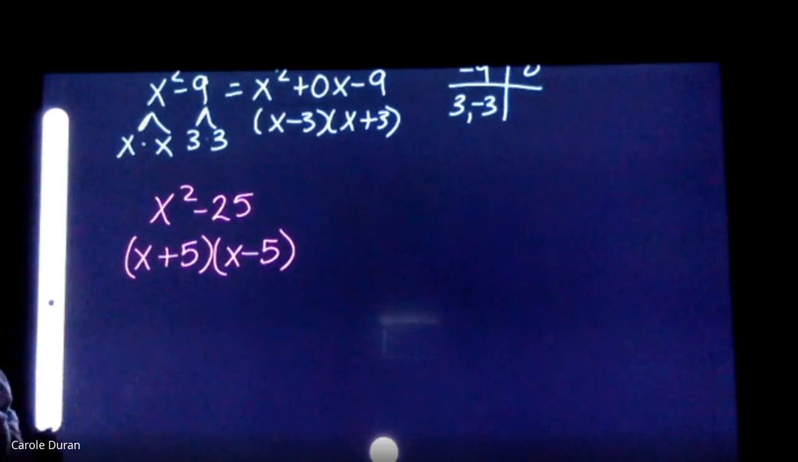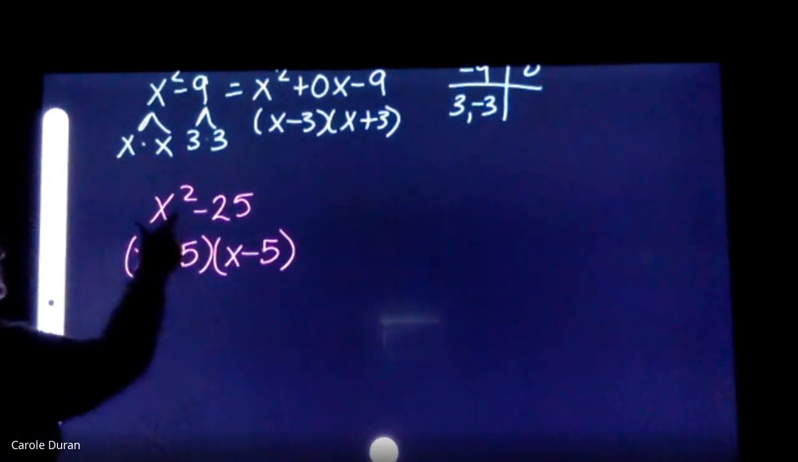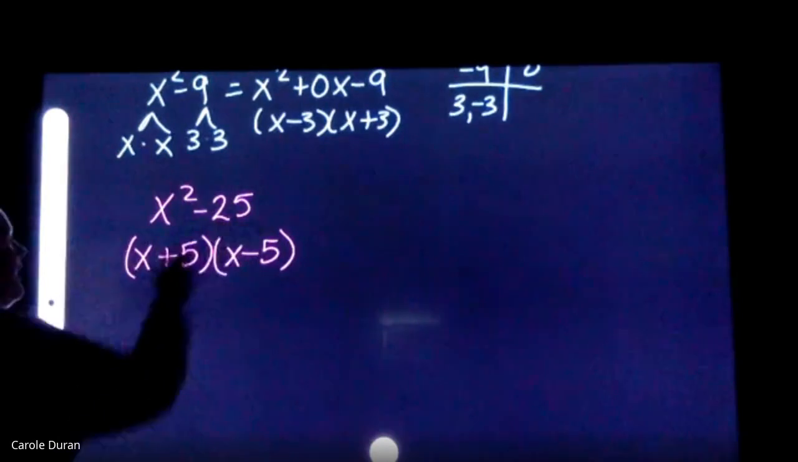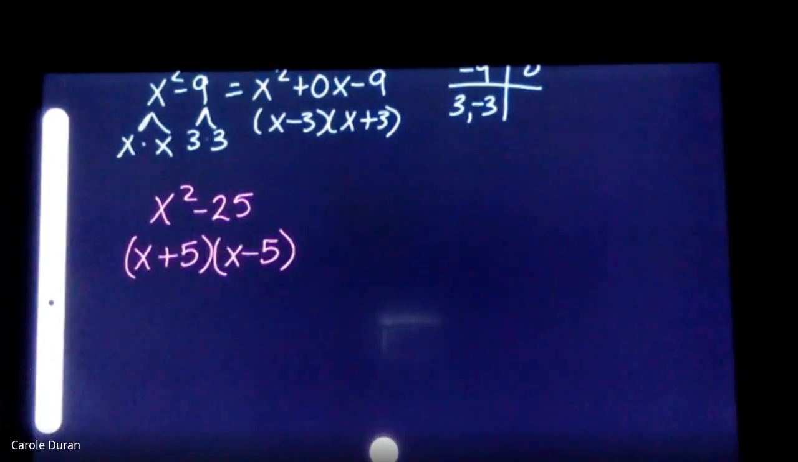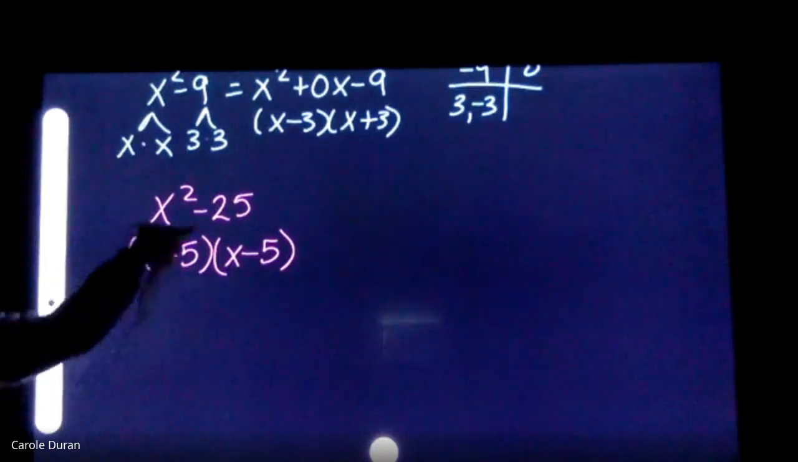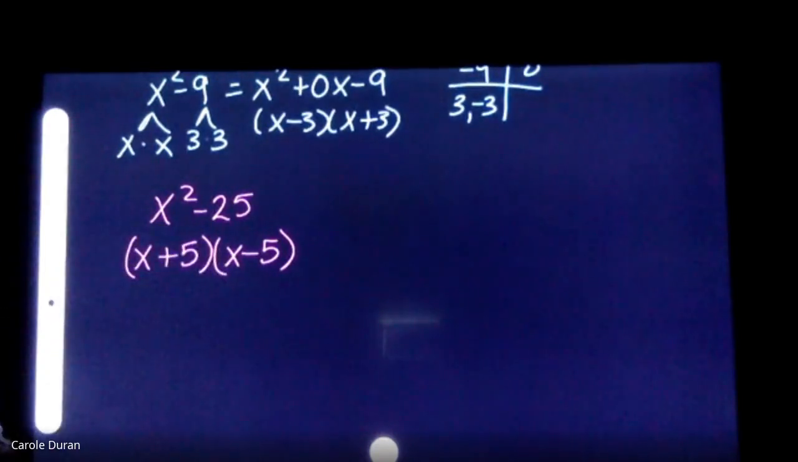It only works if it's subtracting. So we couldn't have x squared plus 25. That would not work. Only x squared minus 25, or only a perfect square minus a perfect square. It also only works if my first term is a square and my second term is a constant. So this only works if I have a square at the beginning and a constant on the end.